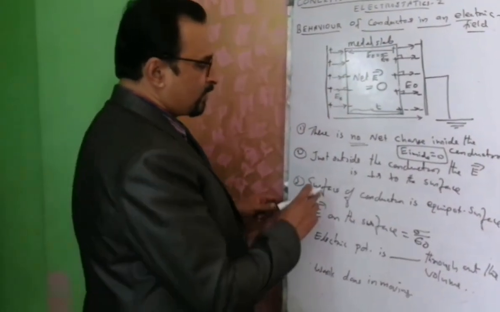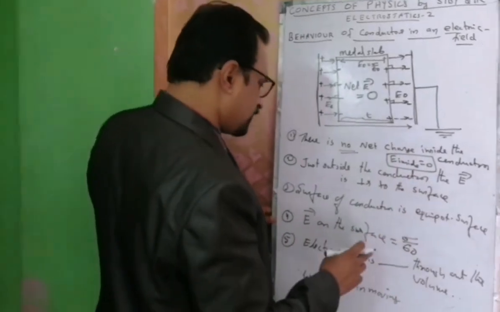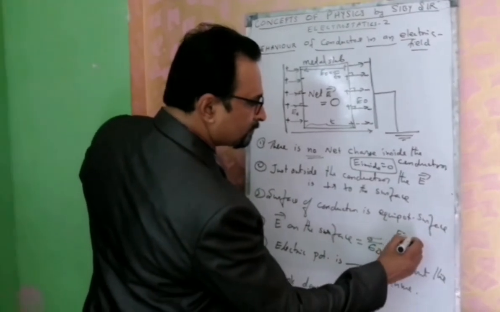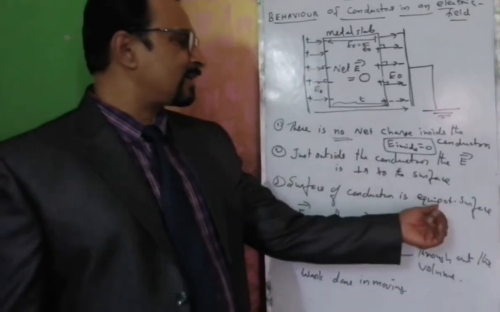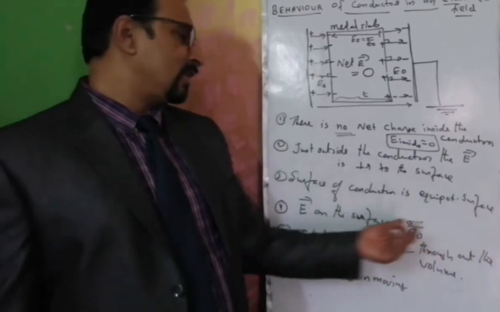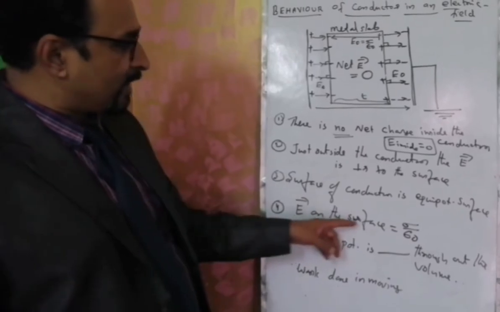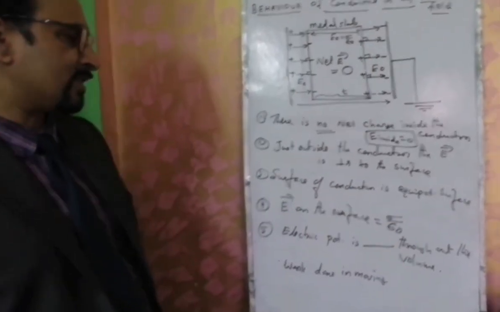If electric field is 0, the surface of a conductor is an equipotential surface. What is the reason? Because potential on the surface is constant. Because E is equal to minus dV by dr, you know. The surface of the conductor is an equipotential surface because on the surface of the conductor potential is constant and electric field on the surface is E naught, that is sigma by epsilon naught.